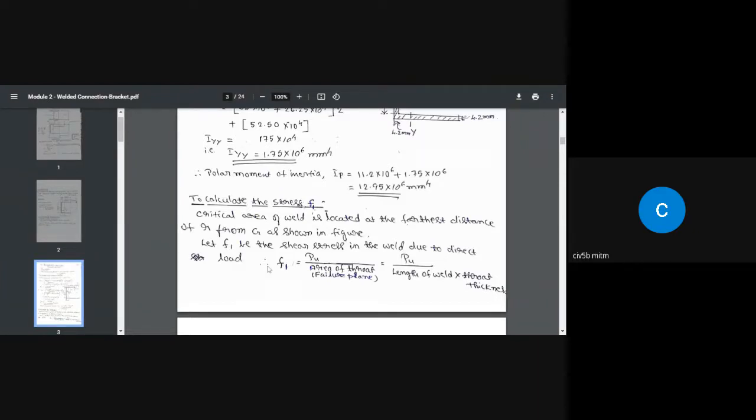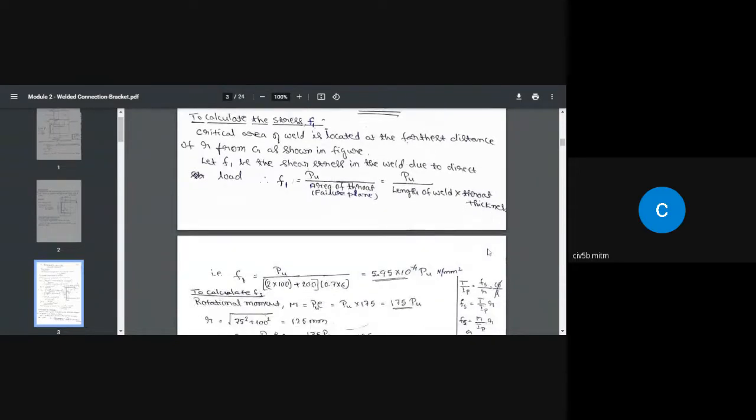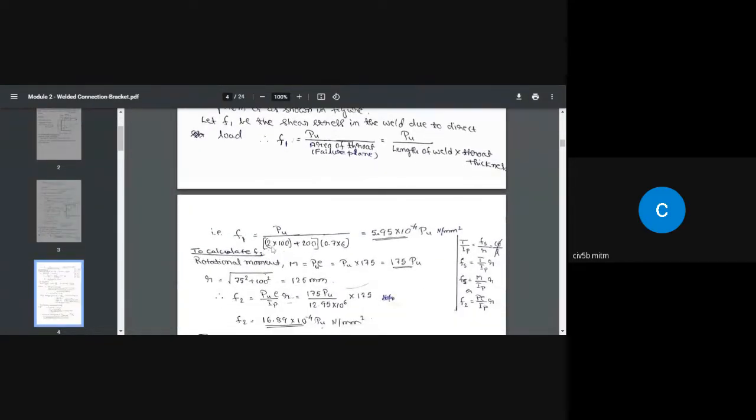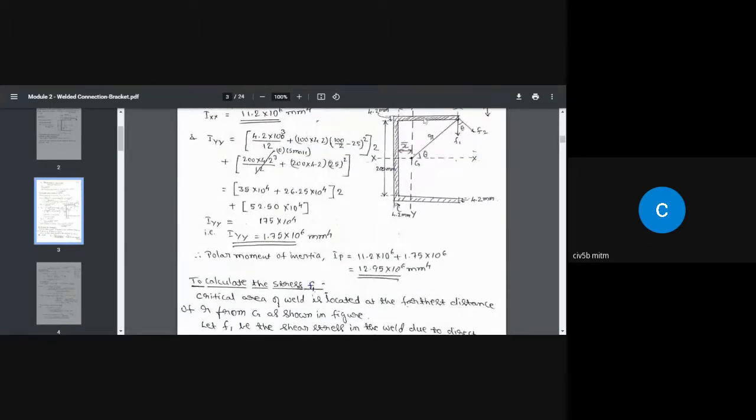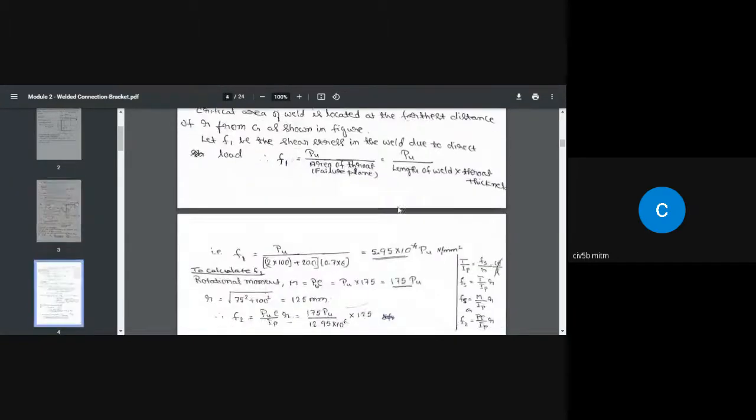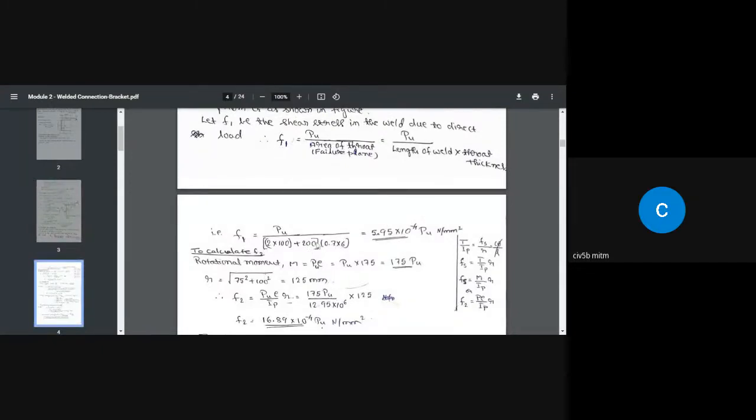So let us find out F1. F1 is the shear stress in the weld due to direct load, Pu divided by the throat area, that is equal to Pu divided by the length of weld multiplied by the throat thickness. So F1 equals Pu, and we have two such welds, one here and another here, that is 200 multiplied by 4.2, and there is another, the entire length of the weld multiplied by the throat thickness. Finally I got the value of F1 equal to this much in terms of Pu, because Pu is the value we need to find out first.